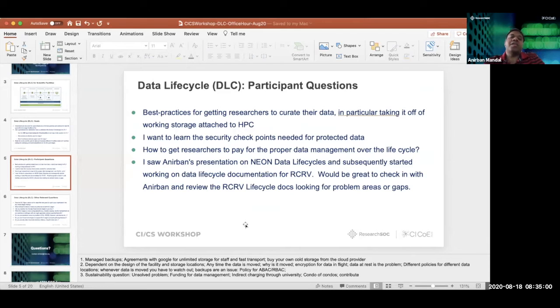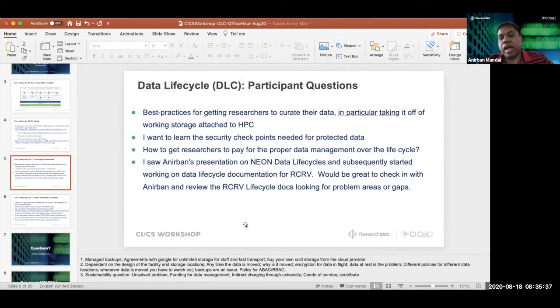This discussion comes up every time in the CARC meetings and in many other meetings. It's mainly a sustainability question. How does the funding flow for data management? Most of the time, indirect charging through the university is the way it's done, which is not ideal. Can you convince your university to do that? It's hard. Central IT grows by millions each year, whereas research computing has been flat for a decade.